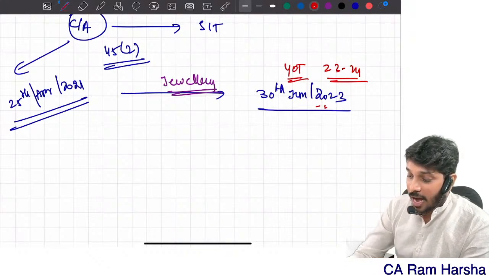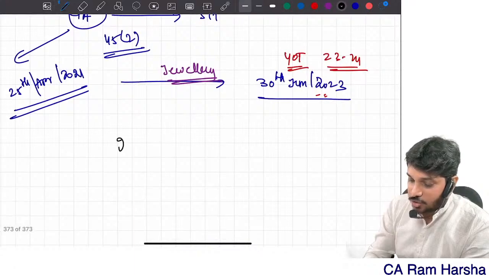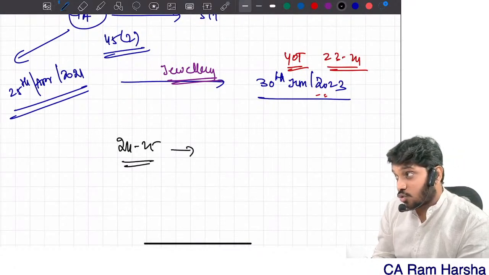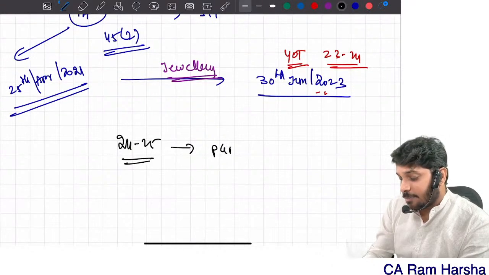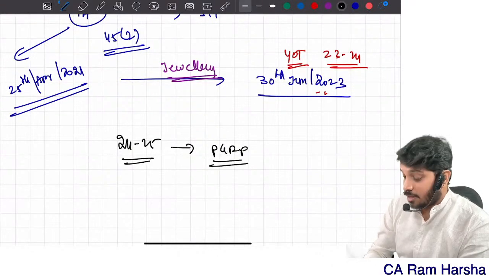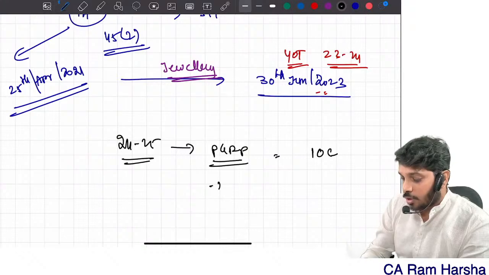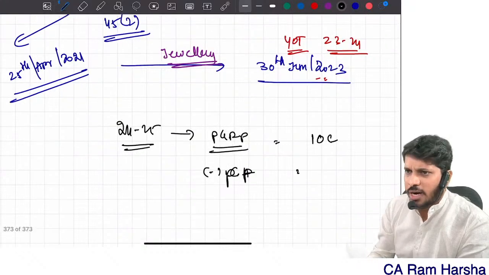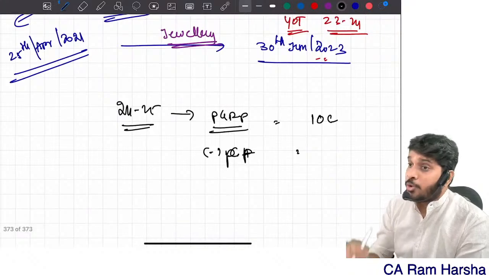You know what? I sold this stock in trade ultimately in 24-25. Remember, what I sold is stock in trade. Directly the PGBP head of income is applicable. At what price I sold? 10 crore. Sir, what is its cost? Sir, what is the purchase price in business, to compute business profit?